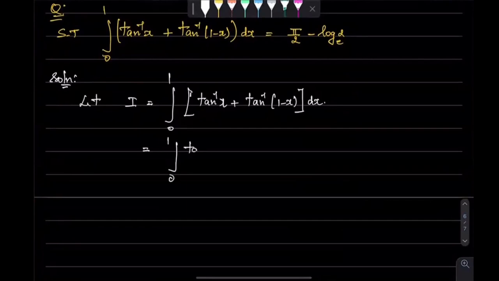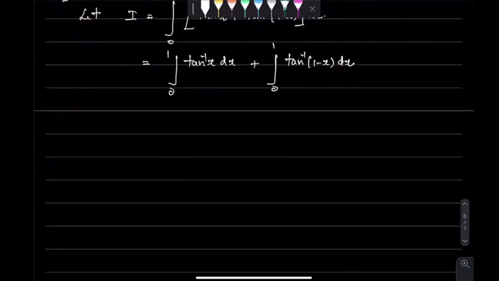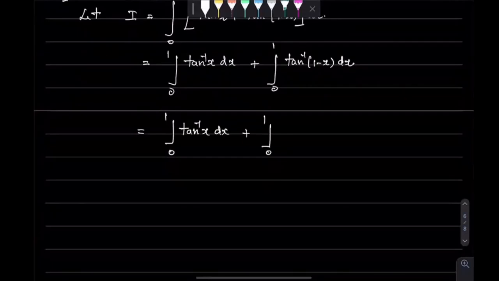I'm going to simplify this as integral 0 to 1 tan inverse of x dx plus integral 0 to 1 tan inverse of 1 minus x dx. So next I'm going to apply the property. For the first one I don't need to apply it, 0 to 1, I can simply have it as tan inverse of x dx. Whereas the second one, if I apply it, what do I get? 0 to 1, I get tan inverse of 1 minus 1 minus of minus, it becomes plus x dx. Make sense? I've applied the property. Everybody understood?